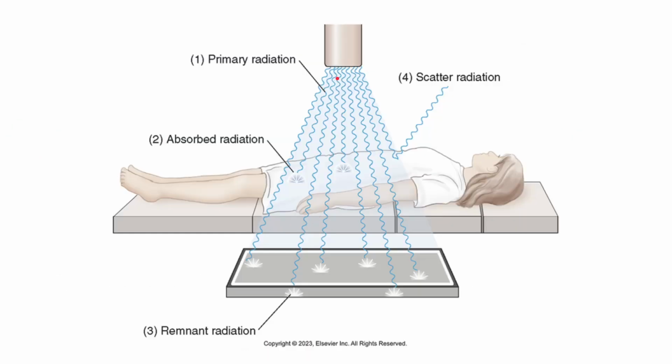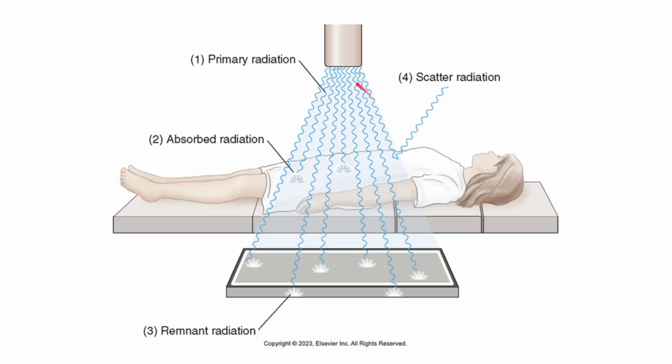Here's a breakdown of types of radiation that can occur with just one exposure. You have your primary radiation. This is going to be the radiation that has left the tube before any interactions occurred. You have absorbed radiation. This x-ray has hit a spot in the patient and been completely absorbed in them. It happens in multiple areas here.